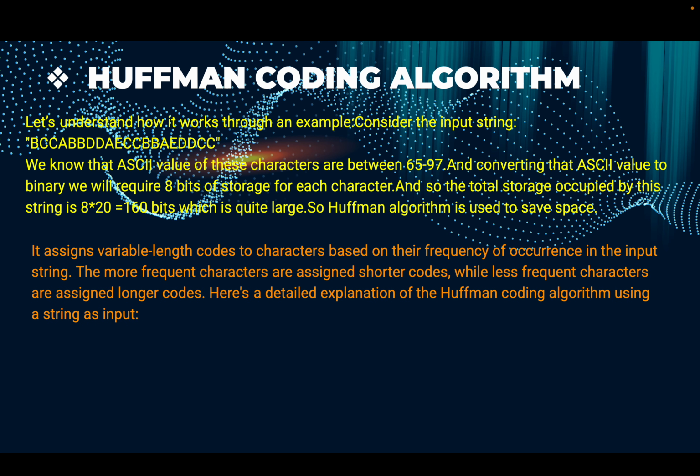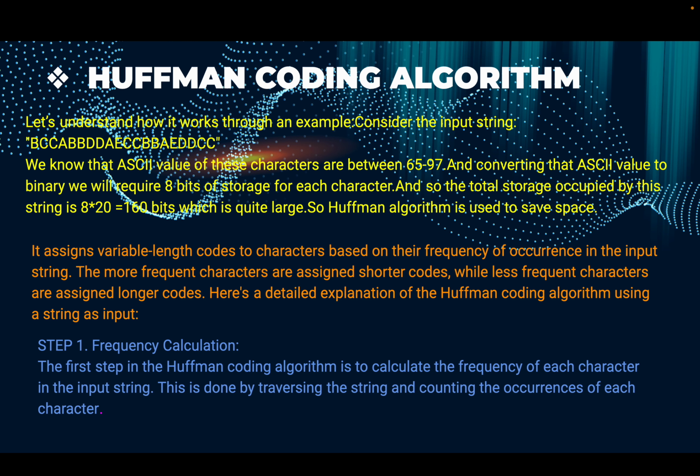It assigns variable length codes to characters based on their frequency of occurrence in the input string. The more frequent characters are assigned shorter codes, while less frequent characters are assigned longer codes. Here is a detailed explanation of the Huffman coding algorithm using the input string.